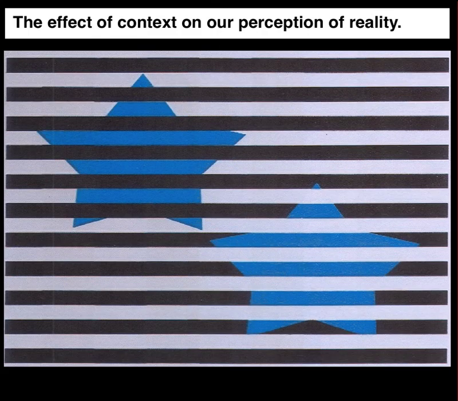The bottom star on the right-hand side is covered by white bars, and so it seems lighter. The top star on the left-hand side is covered with black bars, and it seems darker. Both of the stars are exactly the same. Both are exactly the same. Again, the importance of the context that information is presented in.